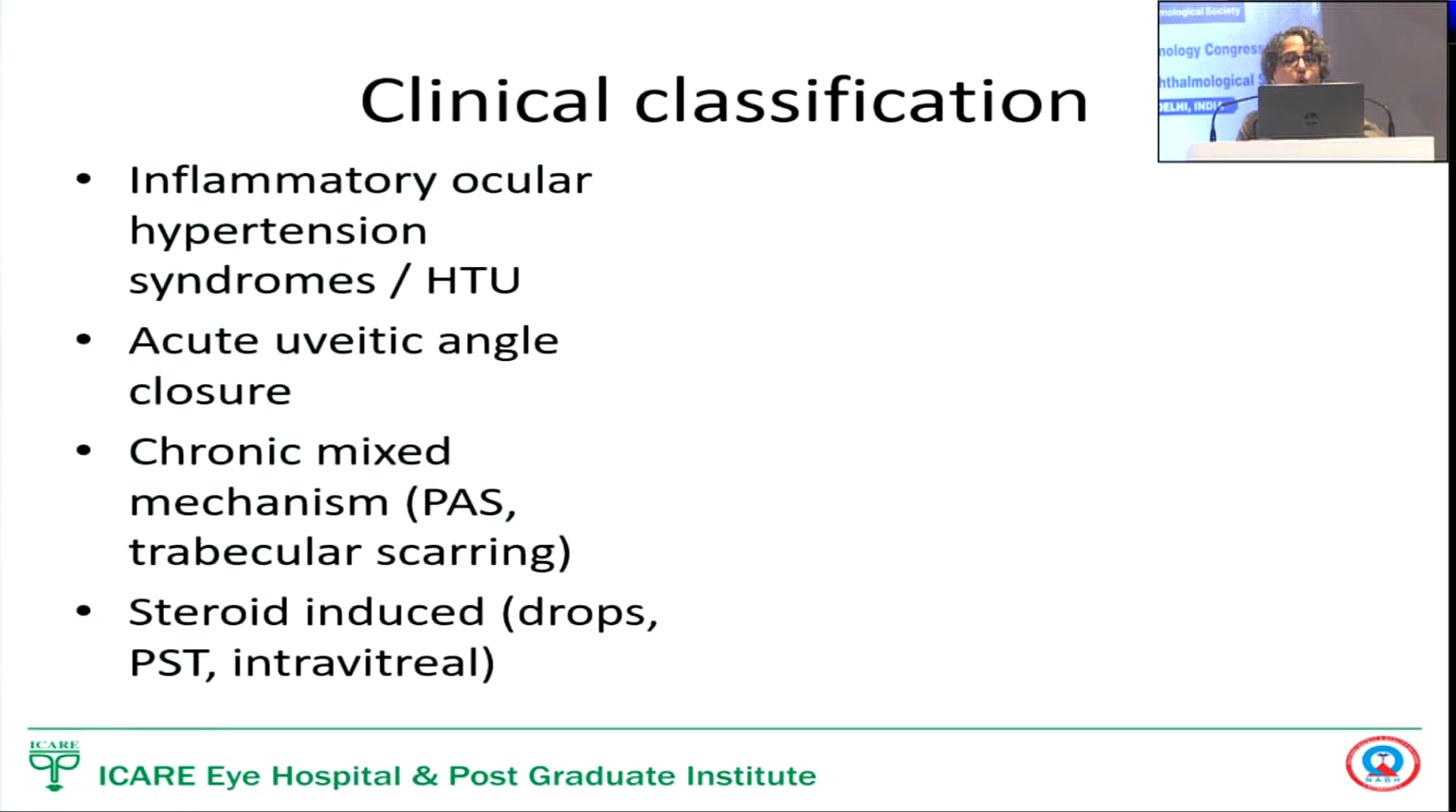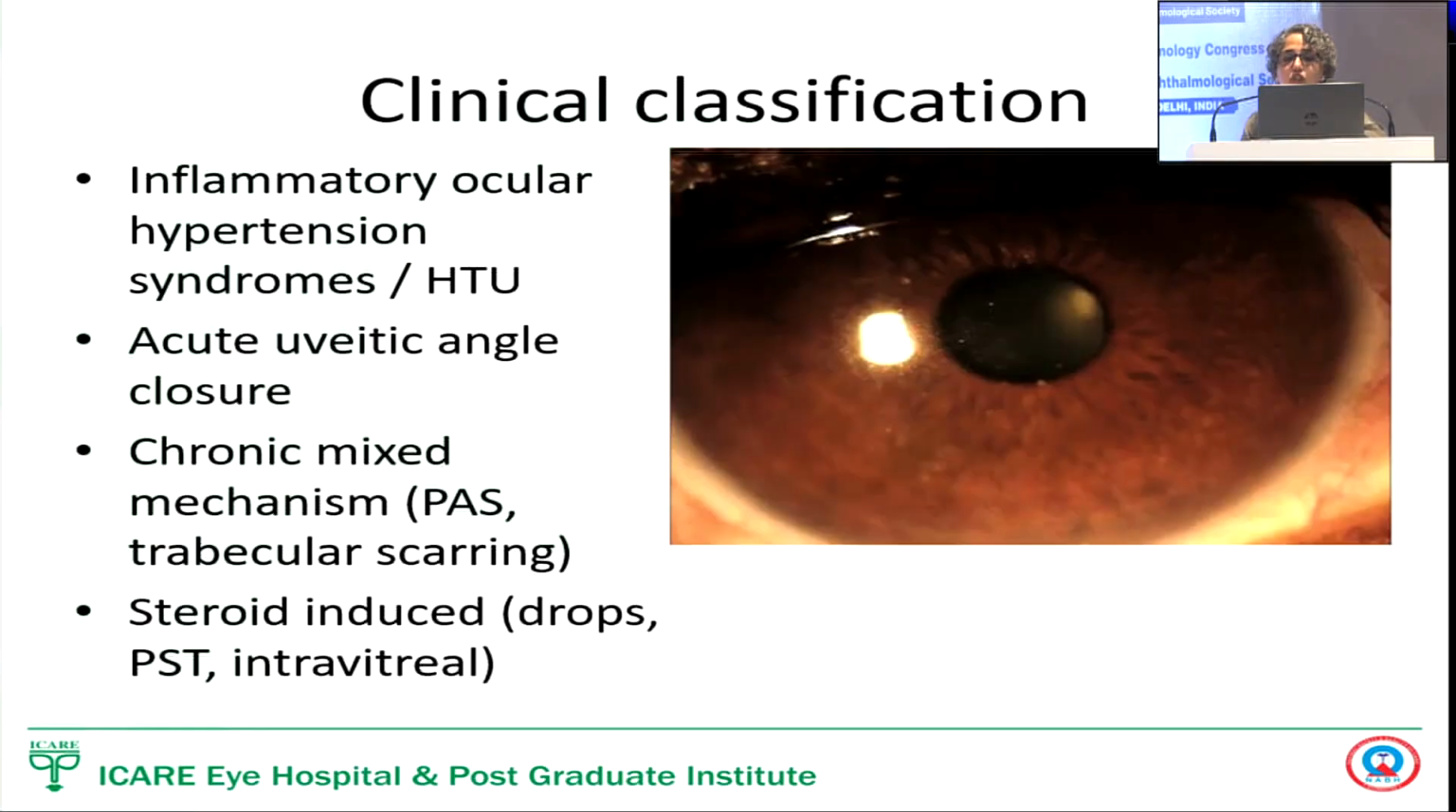classification. So one is, of course, hypertensive uveitis, where you have inflammatory ocular hypertension syndromes. I think this is sometimes misdiagnosed and not treated appropriately. That's why I wanted to just highlight this entity, and I'll show you one or two examples. Acute uveitic angle closure is another mechanism which we just mentioned, either pupillary block or a mixed mechanism where you're developing anterior synechiae as well. And steroid-induced, not just from the drops, but from intravitreal injections. It's not uncommon for us to see that.